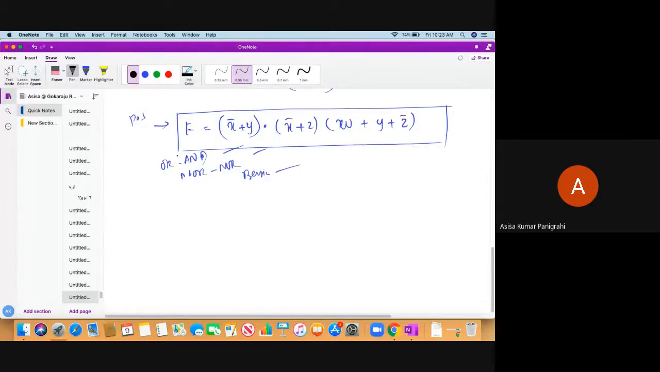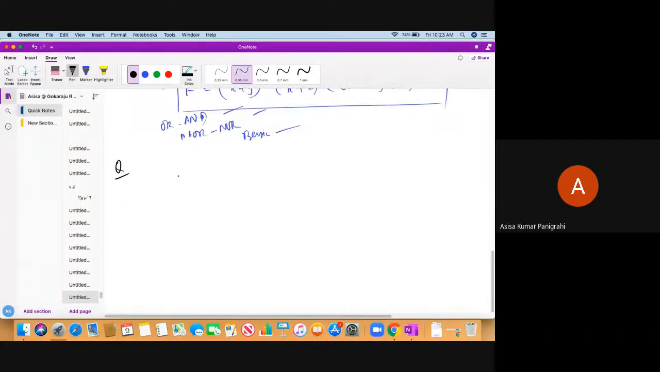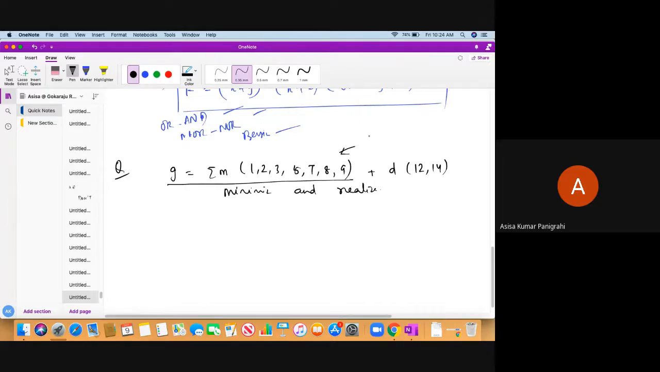So my next question is: G is the function which is summation of m(1, 2, 3, 5, 7, 8, 9) plus d(12, 14). So this is the question. You have to minimize and realize, same thing. First of all, you have to see what type of function this is. The function is a kind of SOP, and it's a canonical SOP. Am I correct? Canonical SOP.